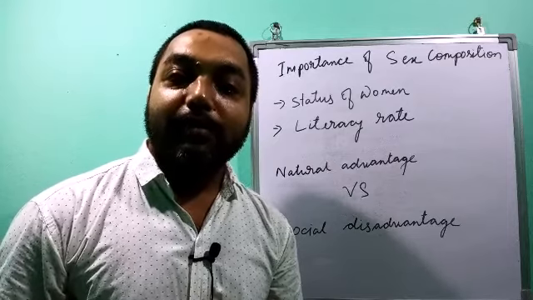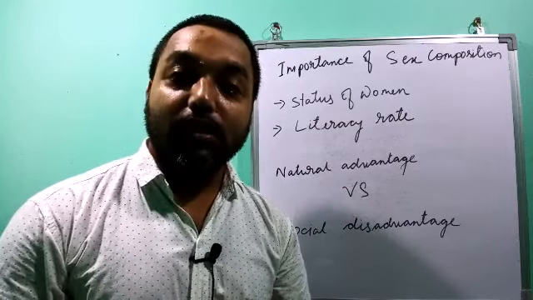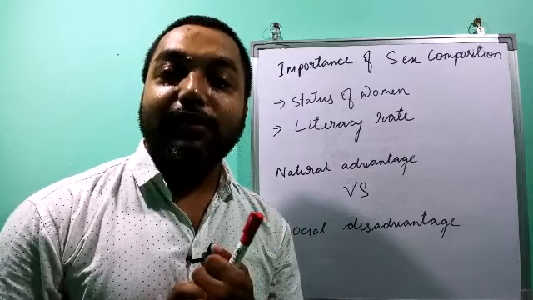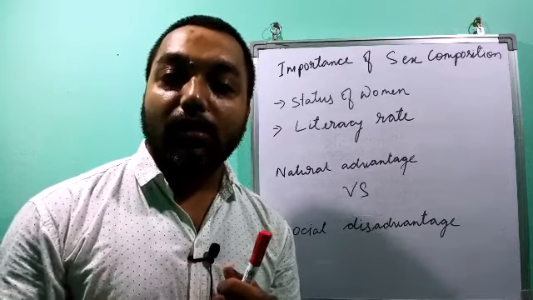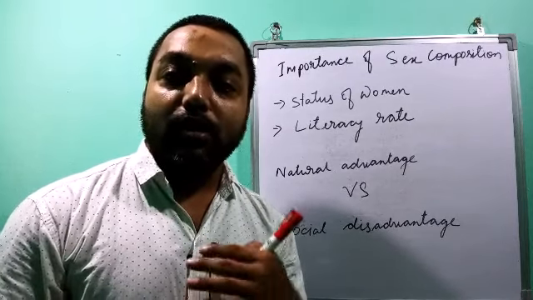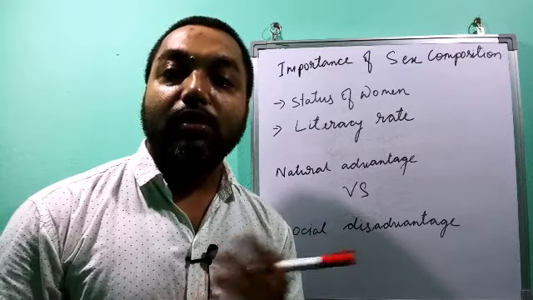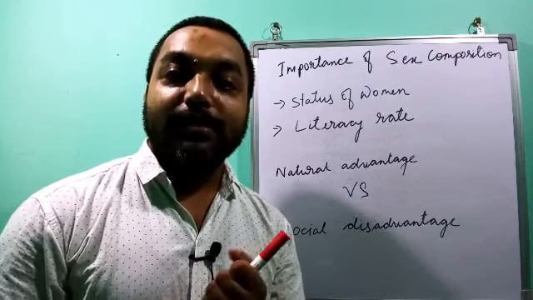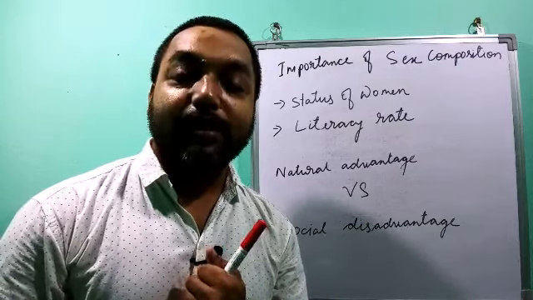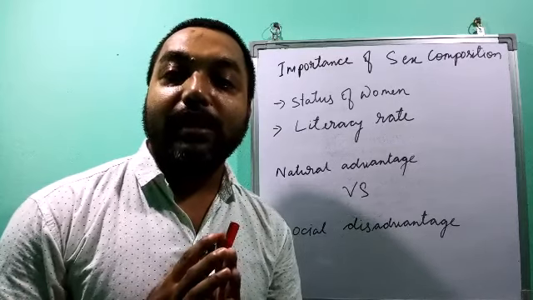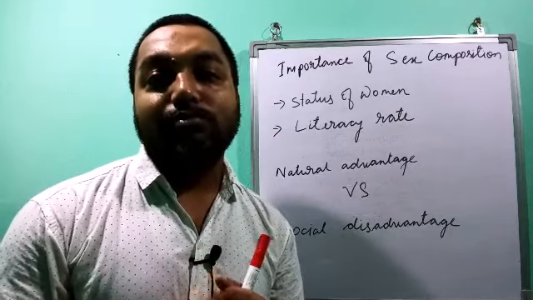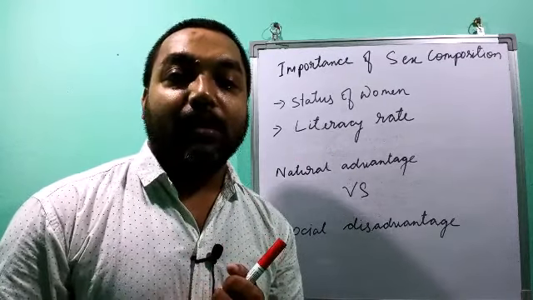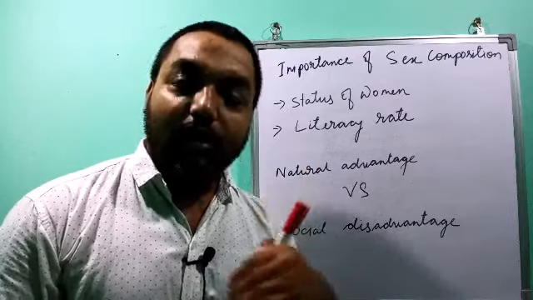If in a place the status of women is not good, if it is not favorable, then the female ratio will be less in that particular place, because people do not like to have a girl child in those places. Females don't have any respect in society, so there may be many crimes against women in those places. As a result, the status of women is very bad and the sex ratio is also less.